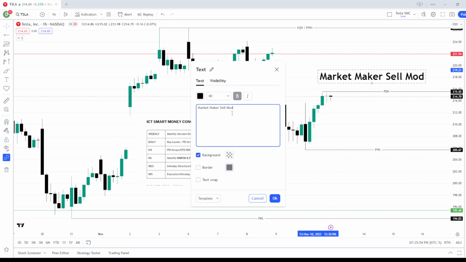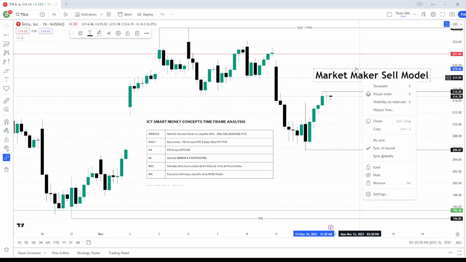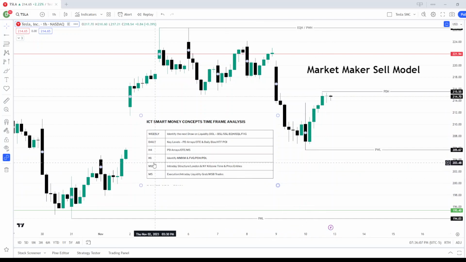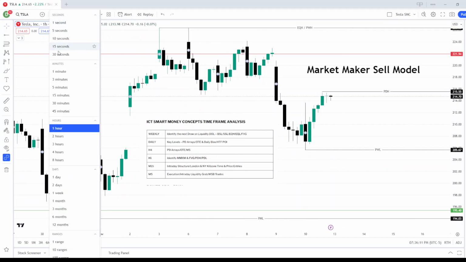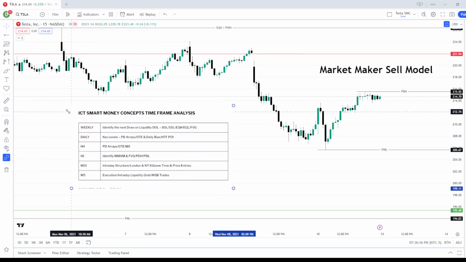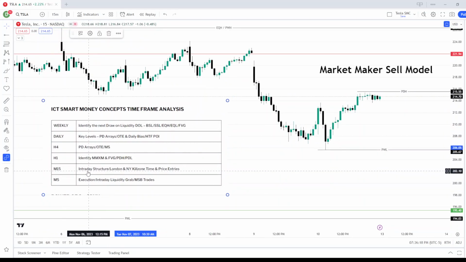Again, I gave you kind of a breakdown of what that would look like if we did not continue to be in a market maker sell model. But right now we are in a market maker sell model, and so we are looking for any bounces up to get sold down on. So if we look again at the 15-minute time frame, on the 15-minute, we're looking for intraday structure. We don't care about London or New York kill zones at this point.